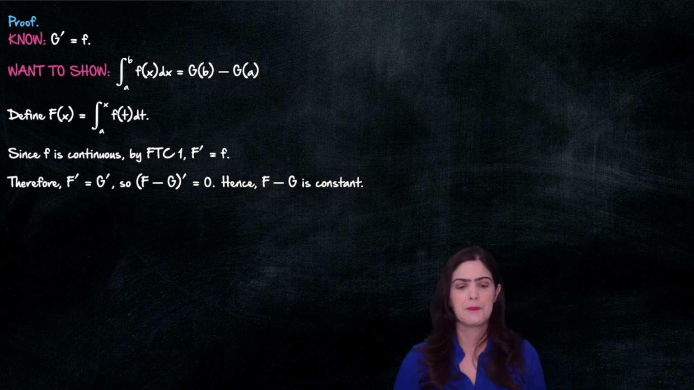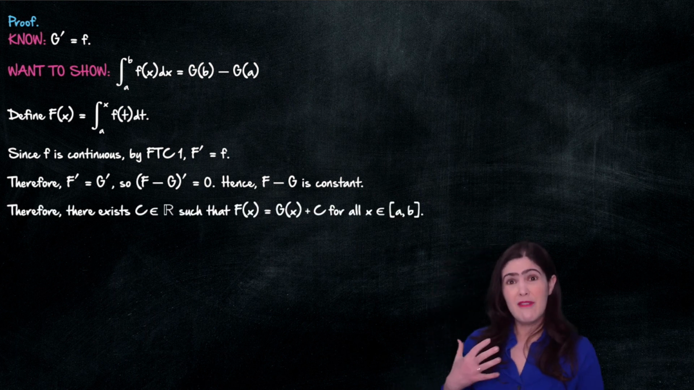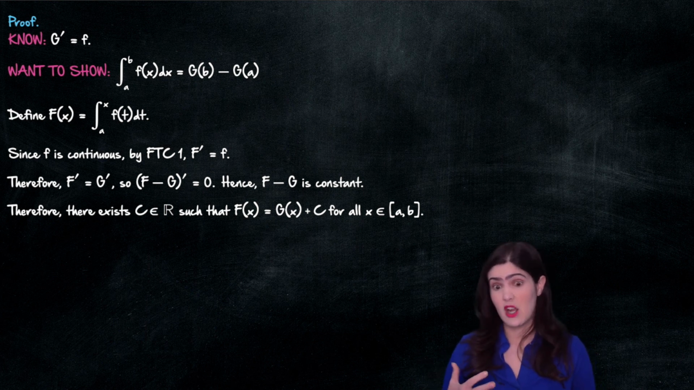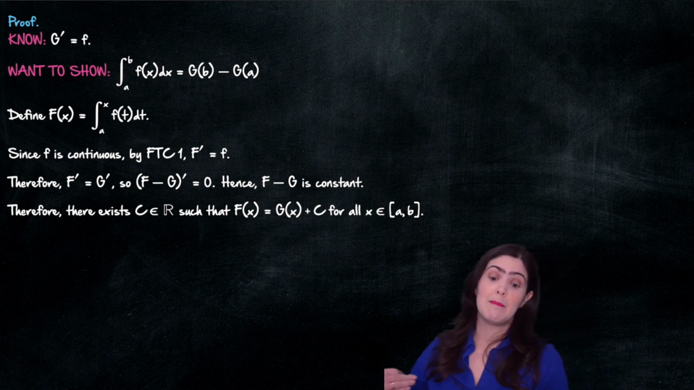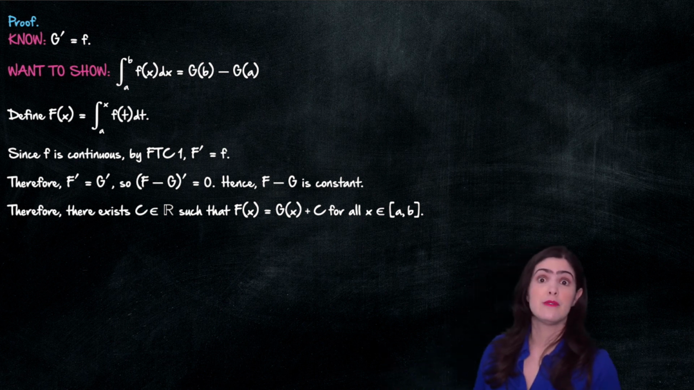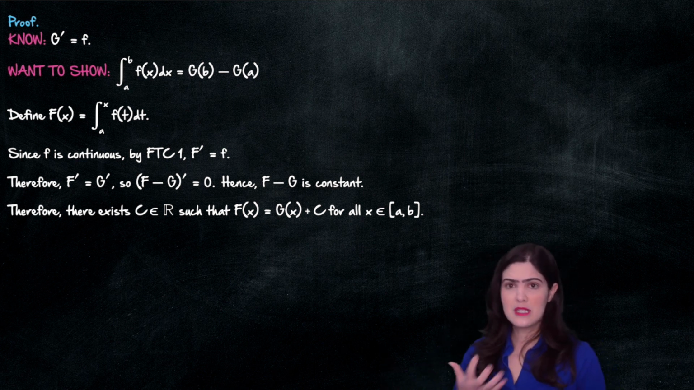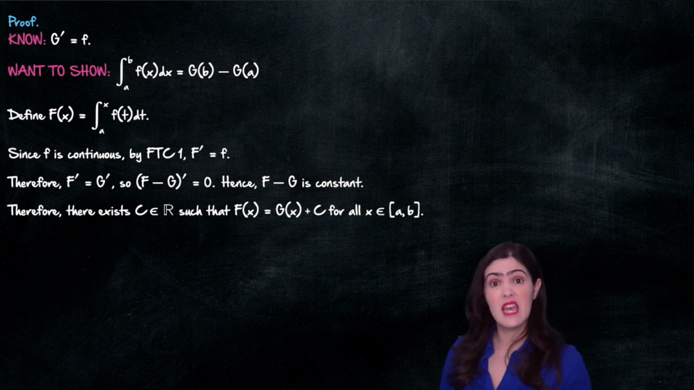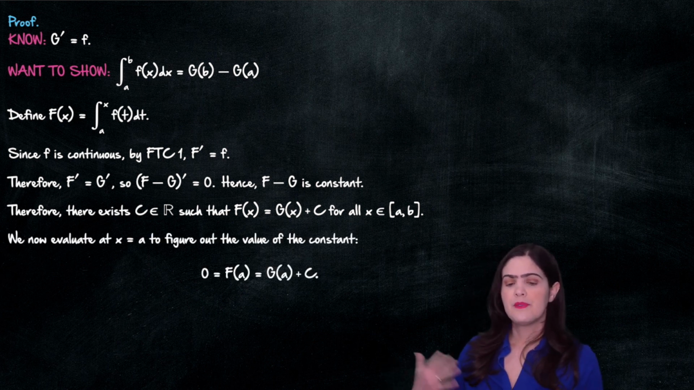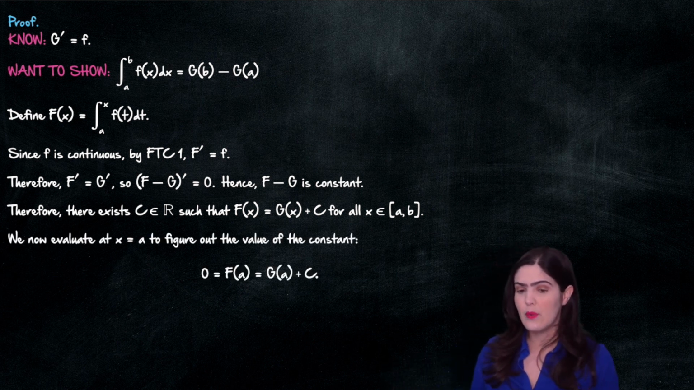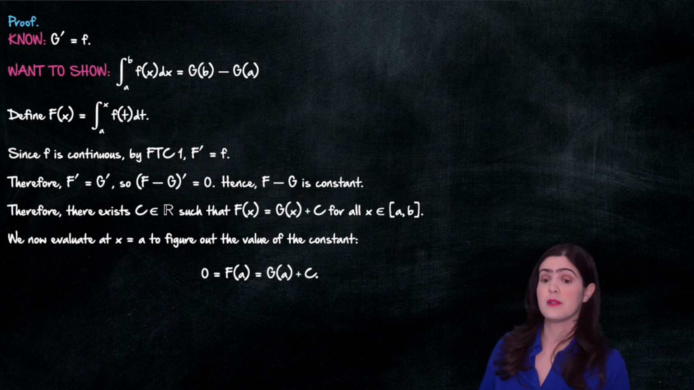Try to think about why. But now, if the function is constant, that means that there exists a constant c such that F(x) is equal to g(x) plus c for all x in the interval [a, b]. Now we just need to find the value of c, and because it's constant, I can pick any point, and that will tell me what the constant should be. So if we evaluate at x equals a, we can figure out the value of the constant.